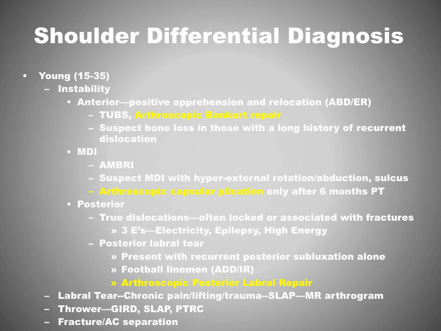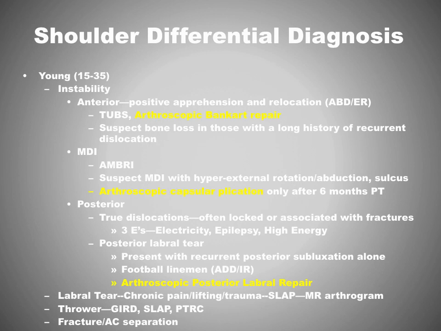Most of the posterior instability patients that I treat are athletes that present with recurrent posterior subluxation alone. These are football linemen who have trouble in adduction and internal rotation, and these patients respond really well to arthroscopic posterior labral repair in the off season. In patients without instability but signs of a labral tear, oftentimes these are your SLAP patients. They'll have chronic pain from lifting or trauma, and we diagnose those with an MRI arthrogram.